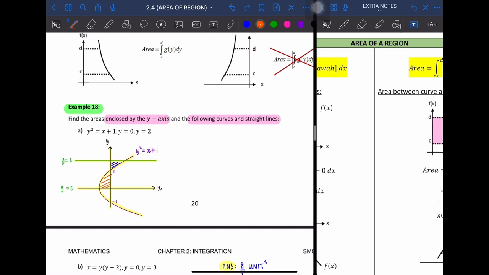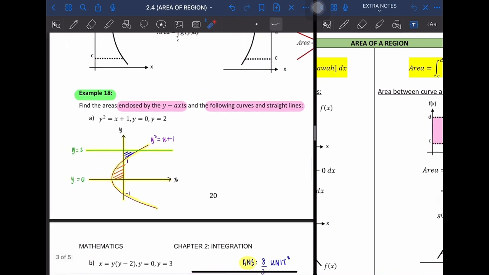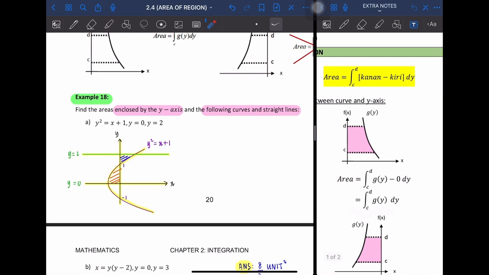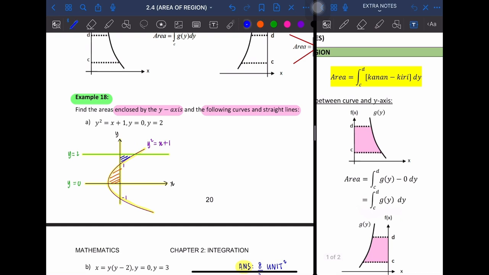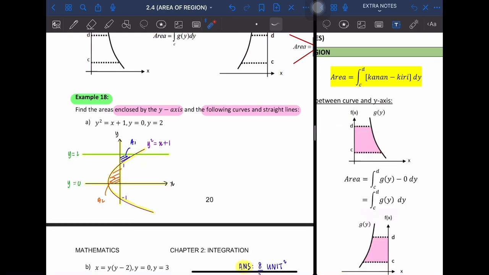Okay, so now we again need to separate the cases. Why? Okay, so first, we notice that the area would be using this formula, dy. Kenapa? Sebab the limit, we see that the limit is using the value of y, which is sini 0, sini 1, and then here is 2. The limit is y. Okay, so we're going to use this formula. So untuk A1 dengan A2, I will separate the cases because it's on the formula. Formula kata kanan tolak kiri.